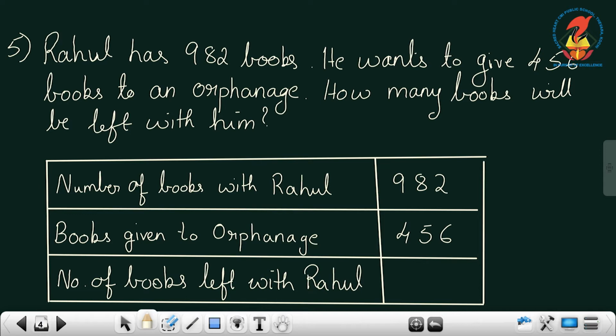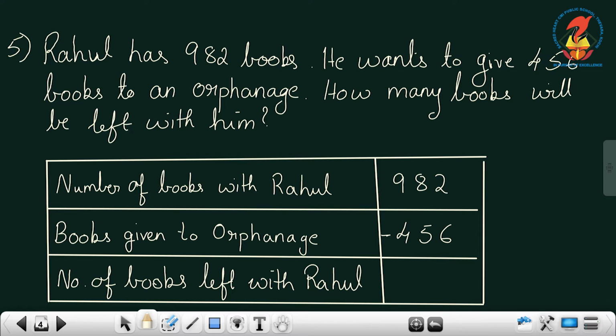So you can write number of books with Rahul. Rahul is having how many books? 982 books. Books given to orphanage. How many books did he give to orphanage? 456. Now, number of books left with Rahul. You have to minus. When you minus, see what you get.